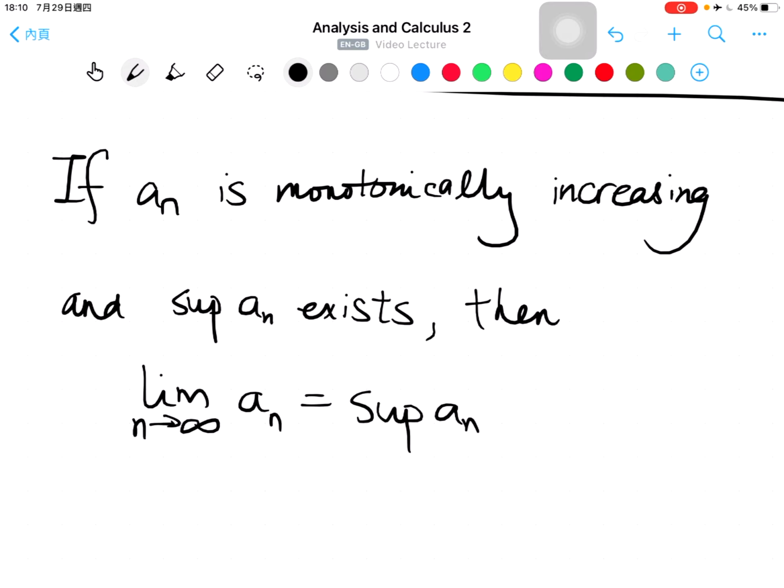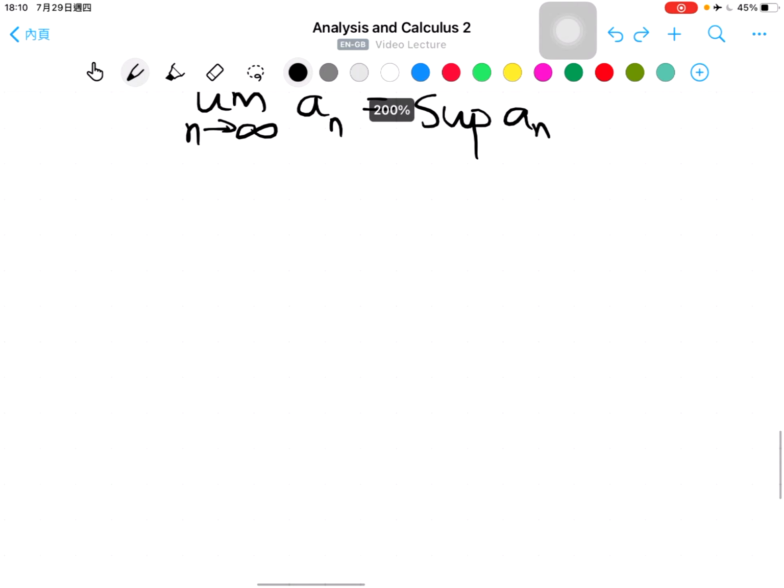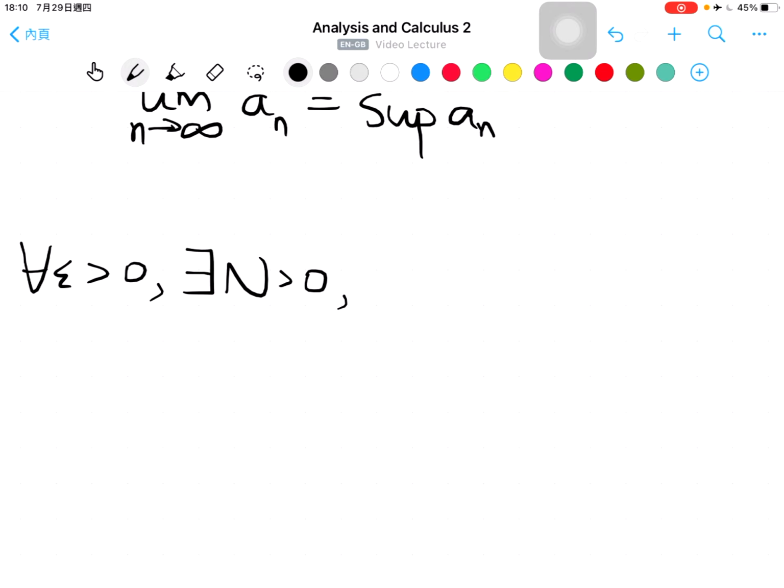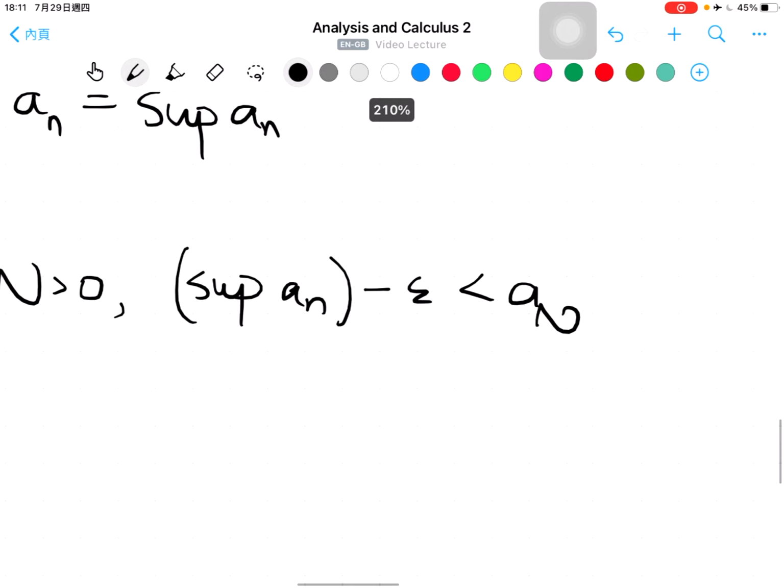Now first, from the fact that we know the supremum of a_n exists, we know for all epsilon larger than 0, there will be an N larger than 0 such that the supremum of a_n minus this epsilon would be smaller than a_N.